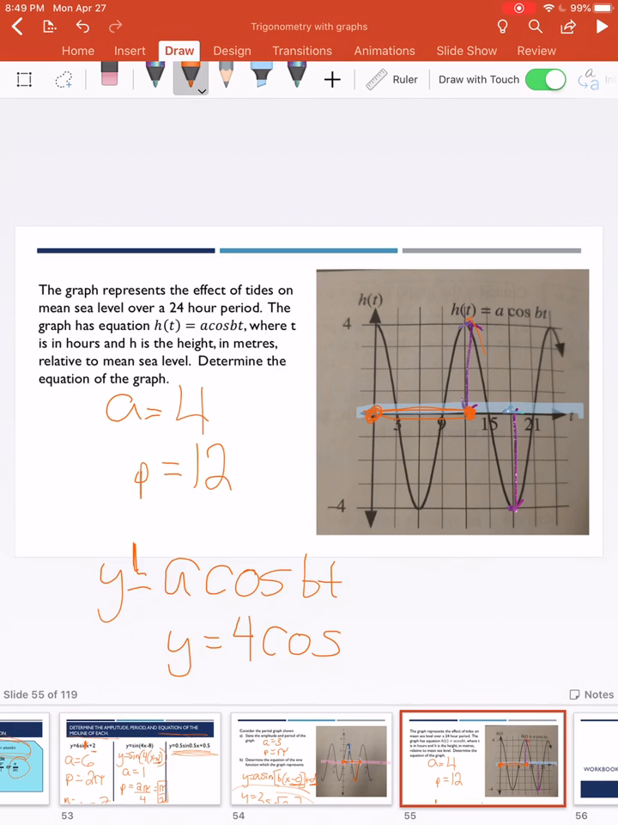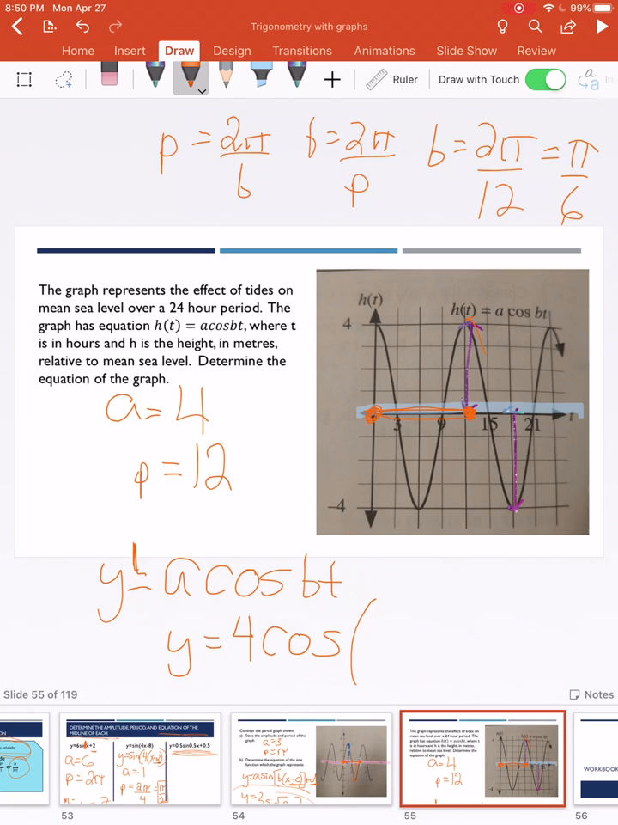B value, again, the b value is not 12, the period is 12. So to find the b value, period equals 2 pi over b, which means b equals 2 pi over period. I know the period of this graph is 12, so I'd have 2 pi over 12, which reduces to pi over 6. So my b value is pi over 6. Okay, and you know that's your formula. And again, you can try typing it in your calculator to make sure you did it right.